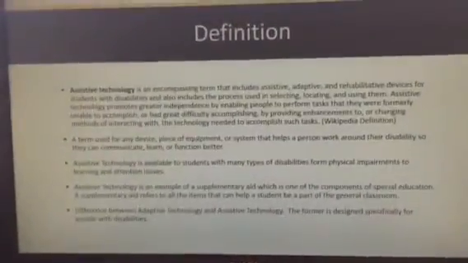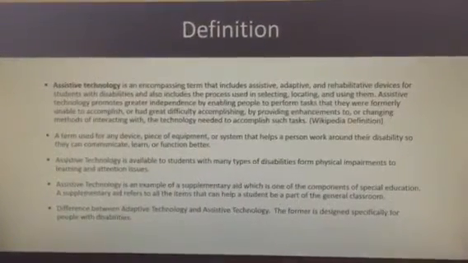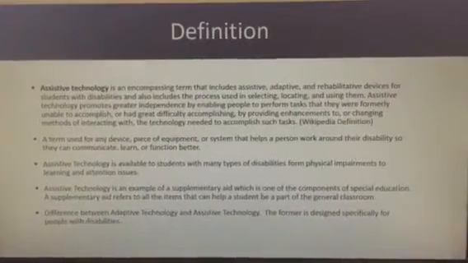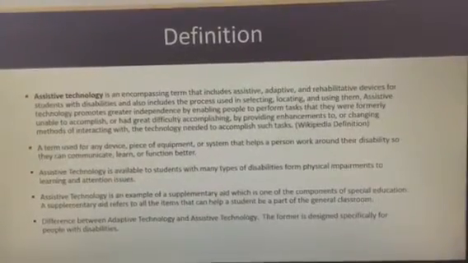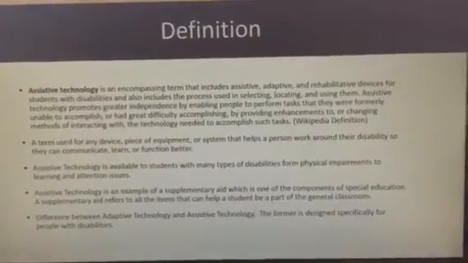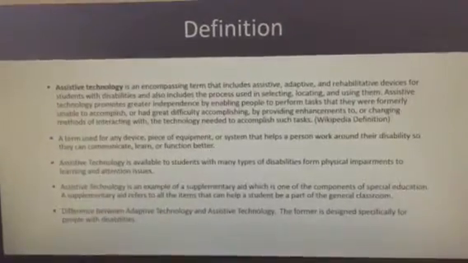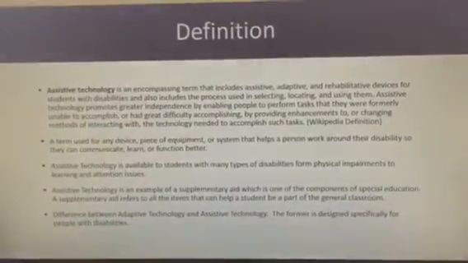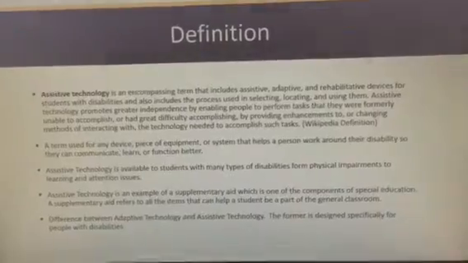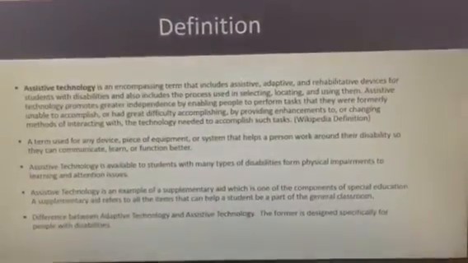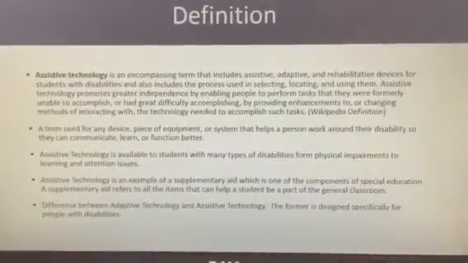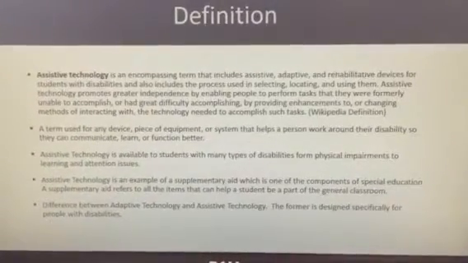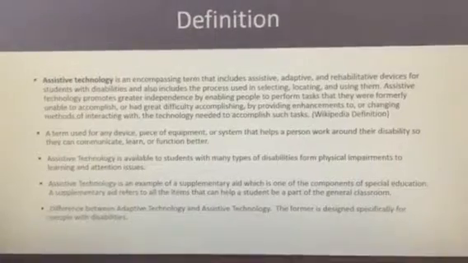The technical definition would be it's an encompassing term that includes assistive, adaptive, and rehabilitative devices for students with disabilities and also includes the process used in selecting, locating, and using them. Assistive technology promotes greater independence by enabling people to perform tasks that they were formerly unable to accomplish or had great difficulty accomplishing by providing enhancements to or changing methods of interacting with the technology needed to accomplish such tasks.